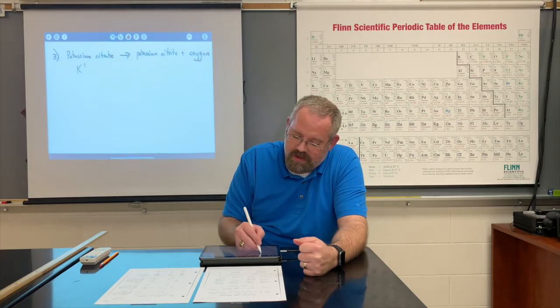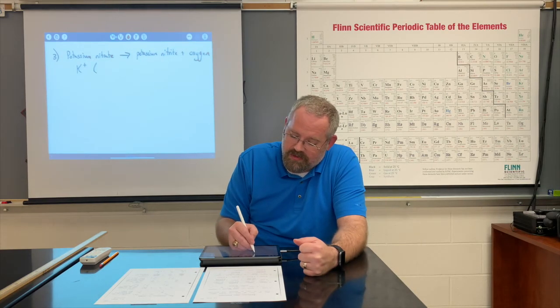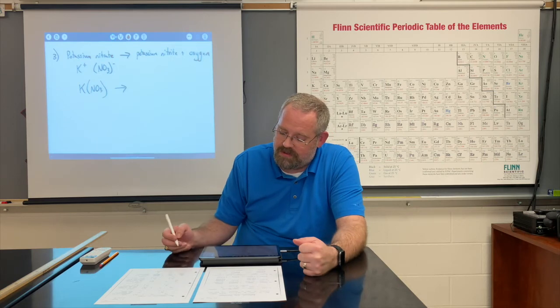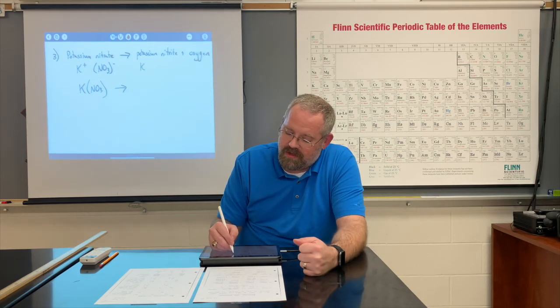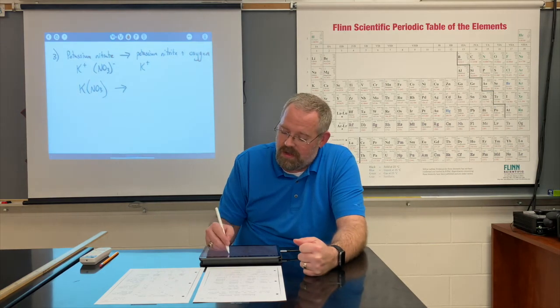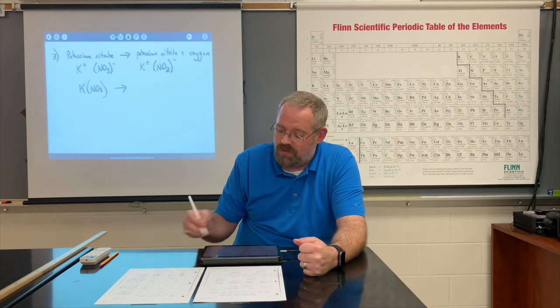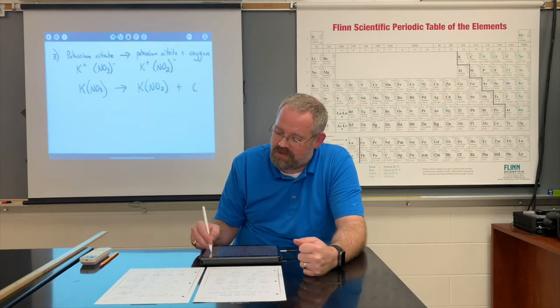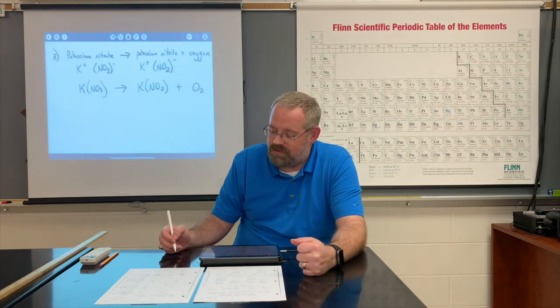Potassium, first column, is a +1. Nitrate, polyatomic, NO3 -1. Put them together, I get KNO3. And that yields potassium nitrite. Again, potassium is a +1. Nitrite means one less oxygen, so NO2. Put those together, I get KNO2. And then I have my oxygen, which is diatomic. I got to have that little subscript too.